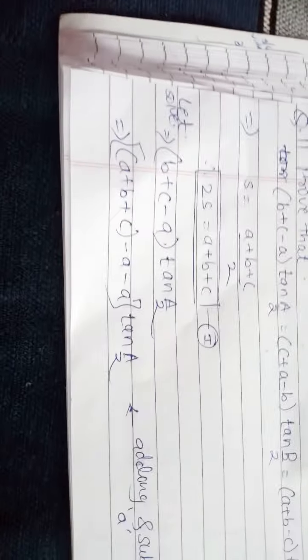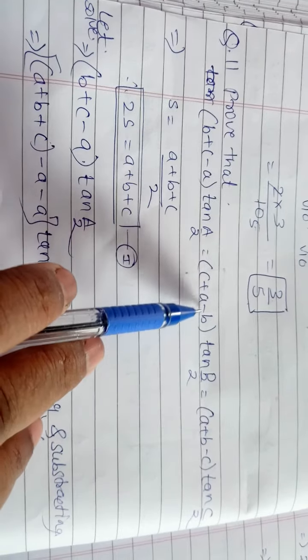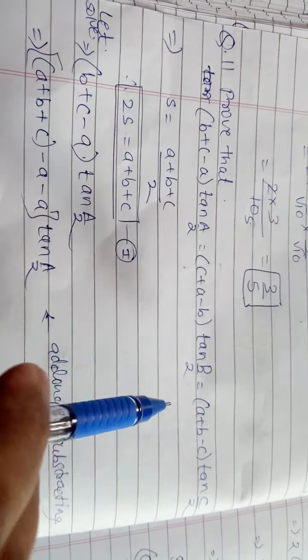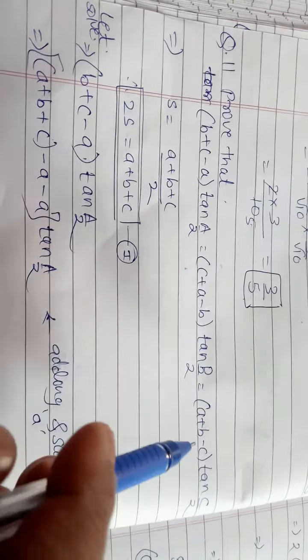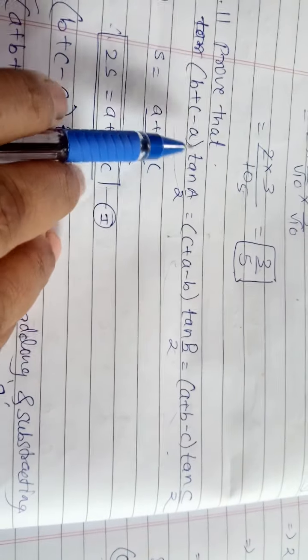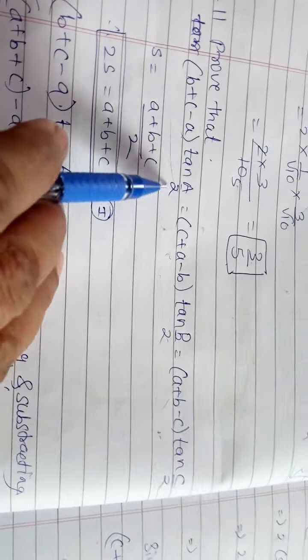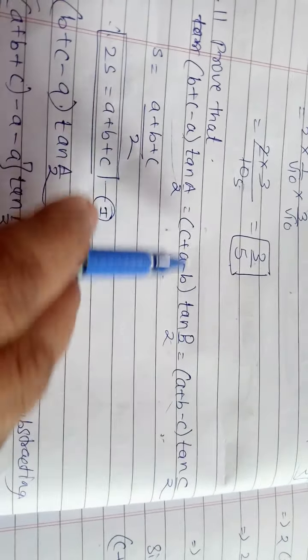Next, question number 11. Prove that (b plus c minus a) tan A by 2 is equal to (c plus a minus b) tan B by 2, and (a plus b minus c) tan C by 2. This means we have to show that all these three terms are equal. So for that we have to find the answer of this term, and this term, and show that the answers of these three terms are equal.